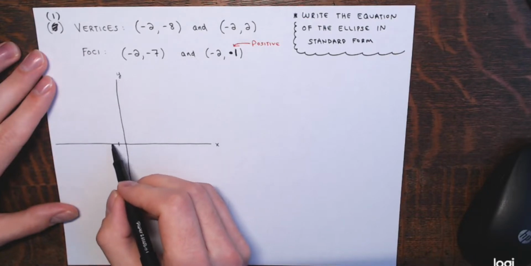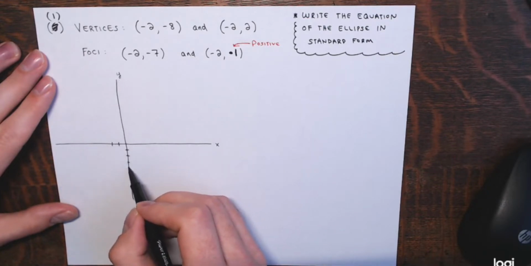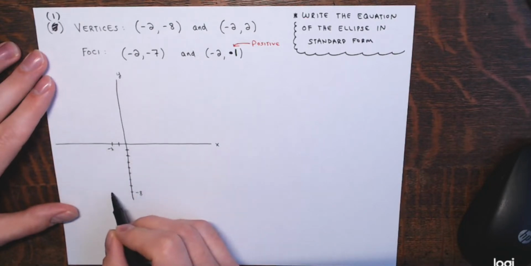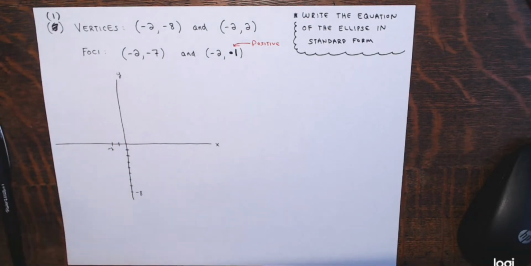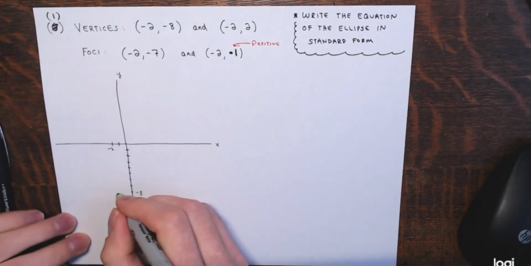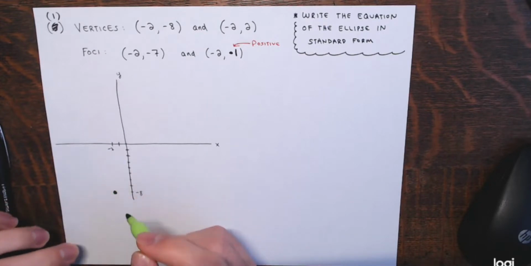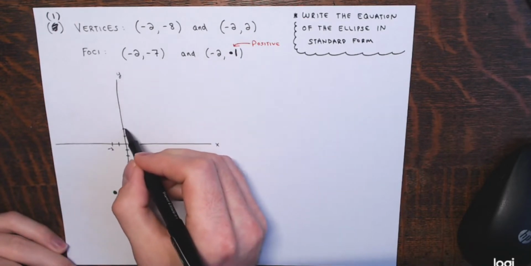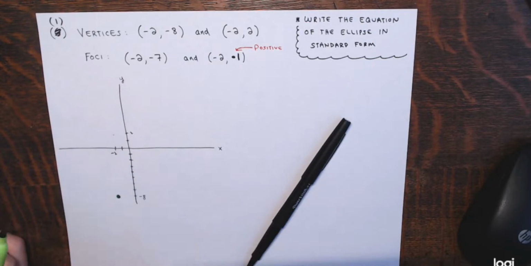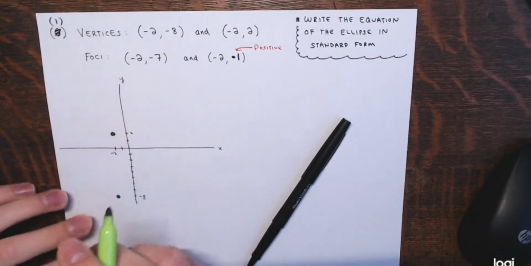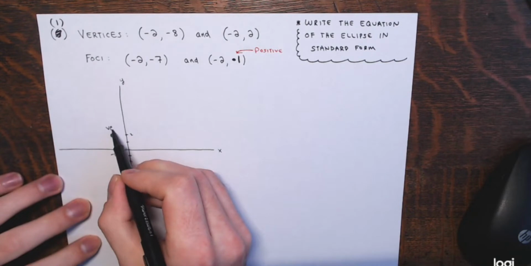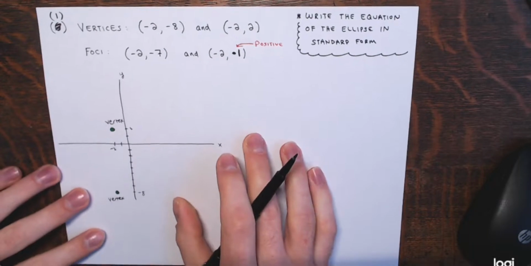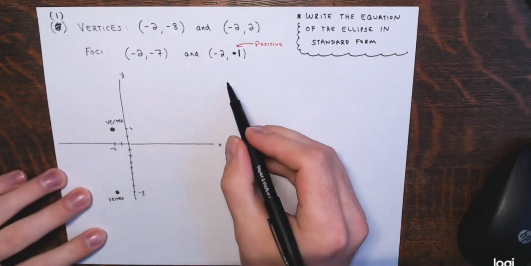So -2, -8 is one of the vertices. That's an actual point on the ellipse. It will actually satisfy the equation I end up writing. And the other vertex they gave us is at -2, 2. So right here, that's also a point on the ellipse. So we have a vertex here and a vertex down here. And so it's clear to me then that the major axis is vertical.